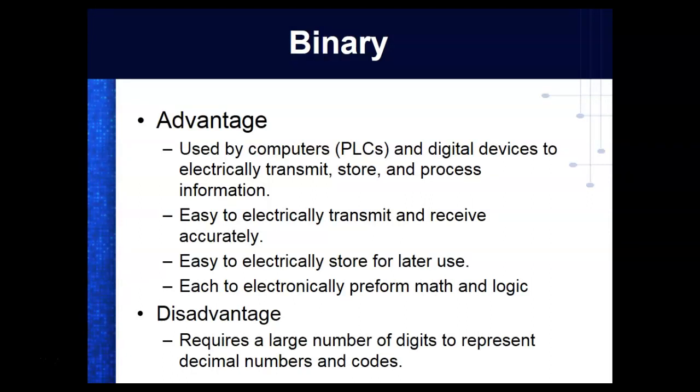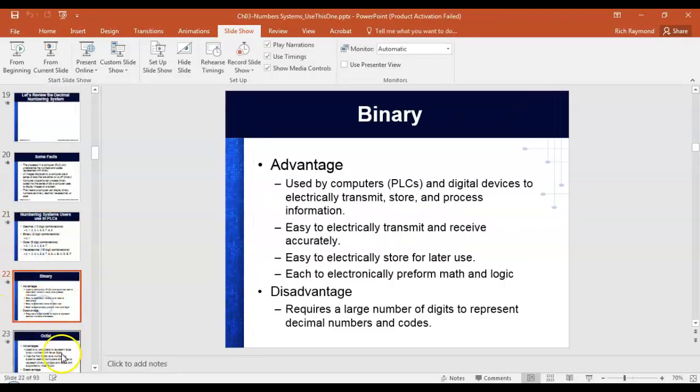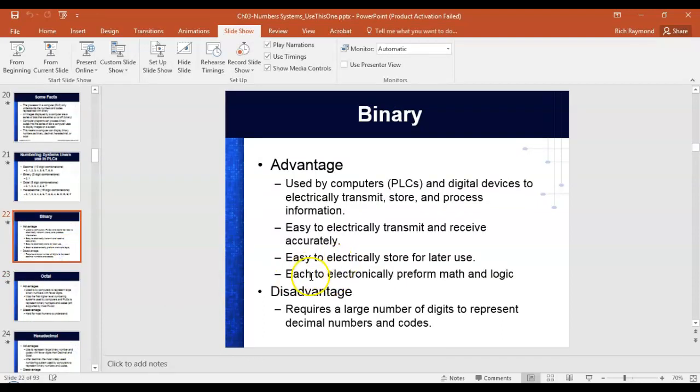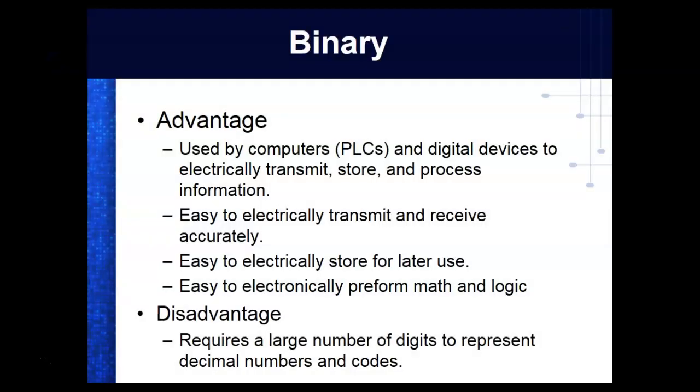Advantage, used by computers or digital devices to electronically transmit, store, and process information. Binary is easy to electrically transmit and receive accurately, easy to electrically store for later use, and easy to electronically perform math and logic. I don't know how that "each" got in there. There's no telling how many times I've taught this class. I never ever noticed that before. Disadvantage, it requires a large number of digits to represent decimal numbers and codes. So it takes a lot of space. It takes a lot of memory bits to play around with binary, especially when we start representing numbers.